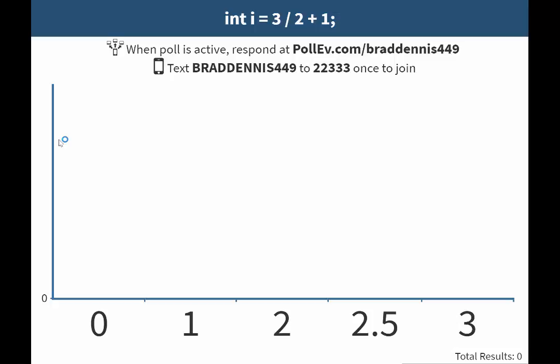So here's the statement. int i is equal to 3 divided by 2 plus 1. Think about that for a second. Raise your hand if you think it's 0. Nobody? Raise your hand if you think it's 1. Raise your hand if you think it's 2. Most of you. Raise your hand if you think it's 2.5. Some of you. Raise your hand if you think it's 3. Nobody thinks it's 3.